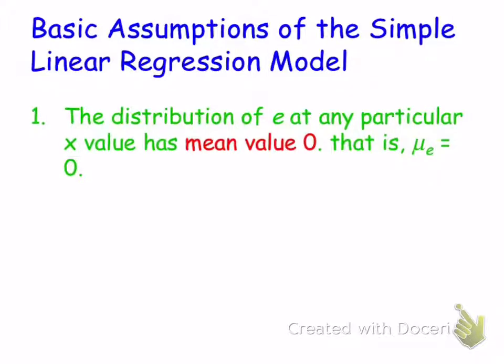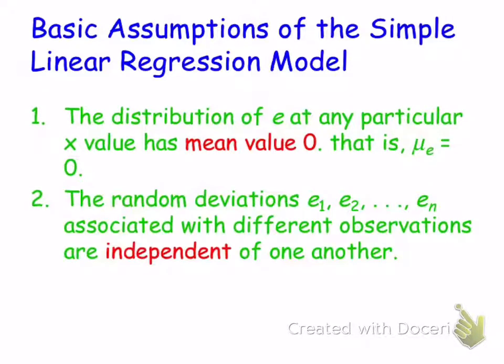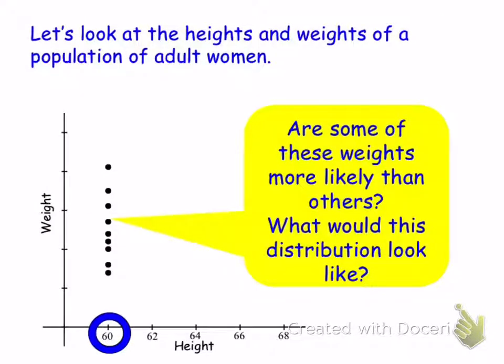So the distribution of the errors has a mean value of 0. So the first one that you write is that your mean equals 0, or the mean of your errors, which is easy to memorize. The second one is that your deviations are independent of one another. So what that means is, are some of these weights more likely than others? What would the distribution look like?